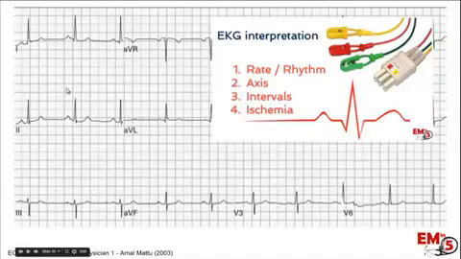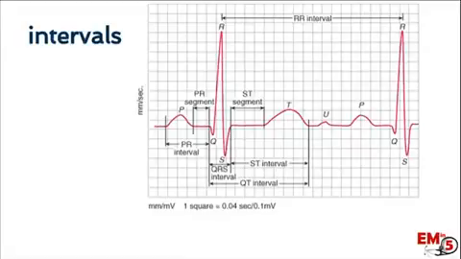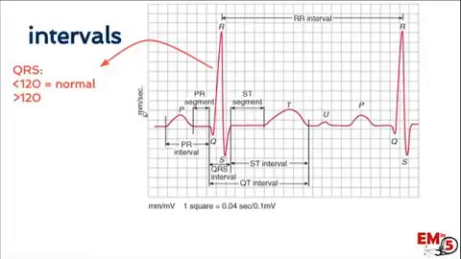Next, we're going to look at the intervals, and there's 3 intervals to look at. First off is going to be our QRS complex, and what's normal here? So normal would be less than 120. What if you have a greater than 120? What would be on our differential? So that would indicate maybe a left or right bundle branch block.